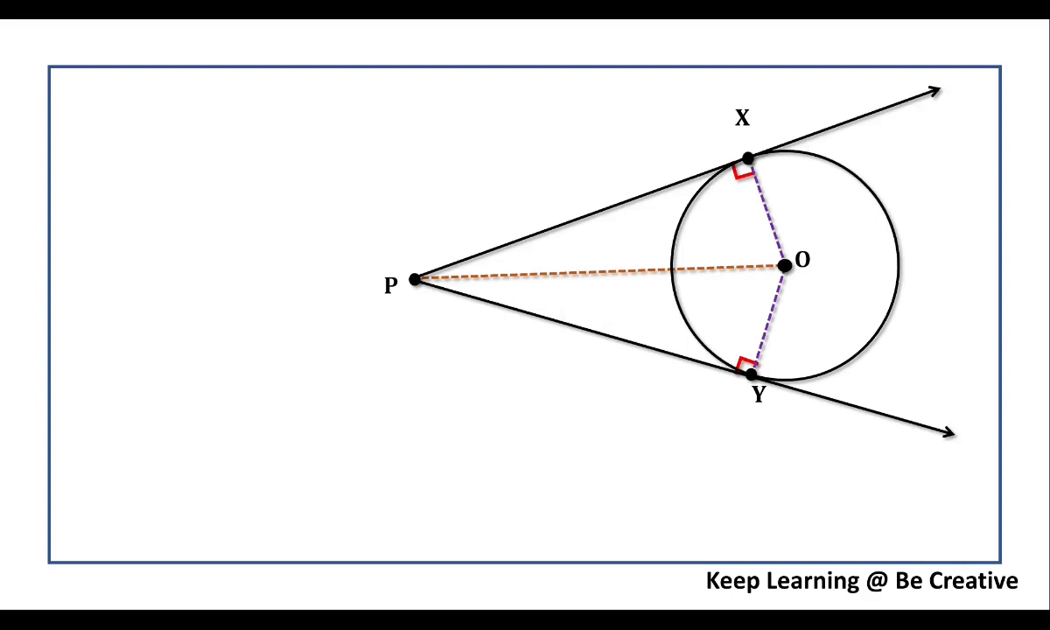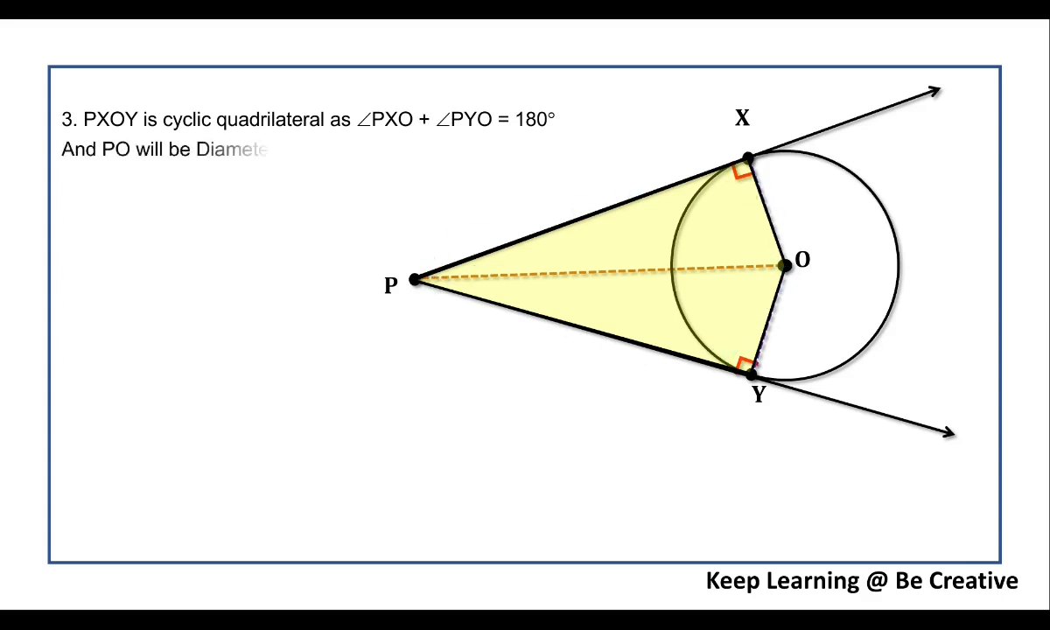What else we can say? See, here we can say that PXOY is cyclic. Why? Because here you can see the opposite angles, angle PXO plus angle PYO, that is 90 degrees plus 90 degrees, will give you 180 degrees. And in this quadrilateral PYOX, the sum of the opposite angles comes out to be 180. So we can say that this quadrilateral is cyclic.